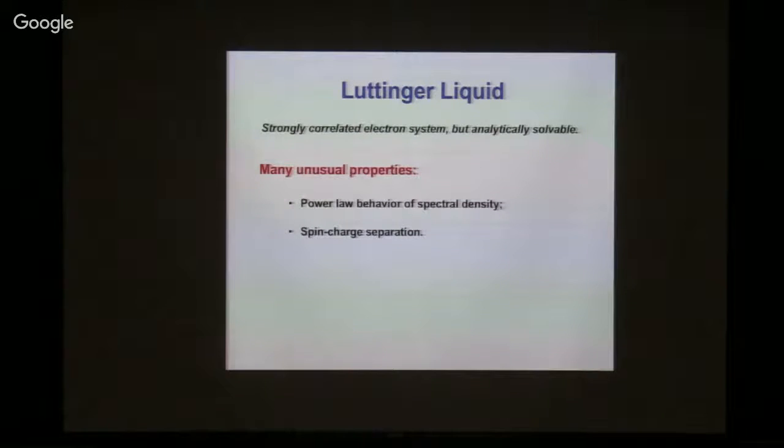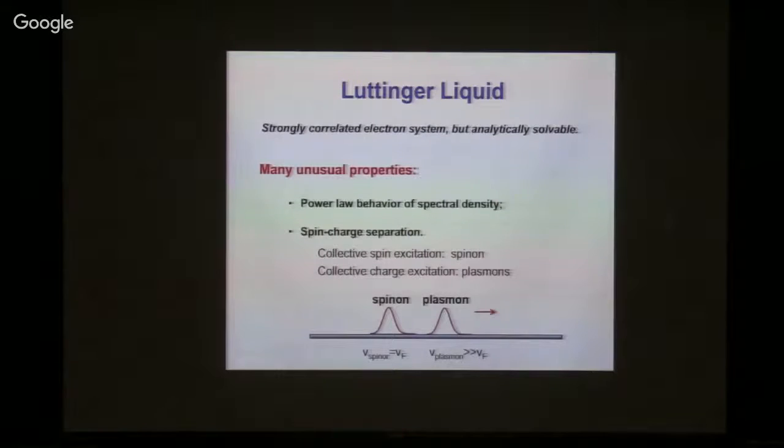Another interesting aspect of the Luttinger liquid is the collective excitation. They will have a charge mode and a spin mode, and they naturally separate from each other. The spin mode is known as spinons, and the charge mode is known as plasmons. Because the spin-spin interaction is relatively weak, the spin will propagate at more or less the free particle velocity, the Fermi velocity. However, the plasmon will move at a much higher speed because of the strong electron-electron interactions.